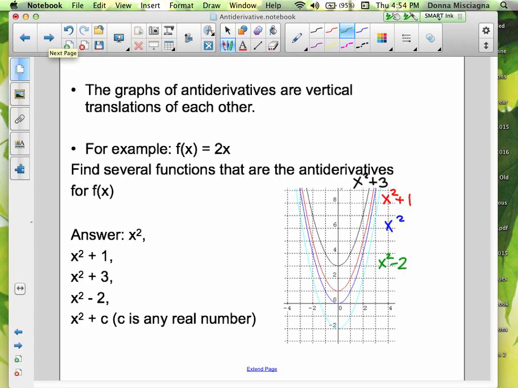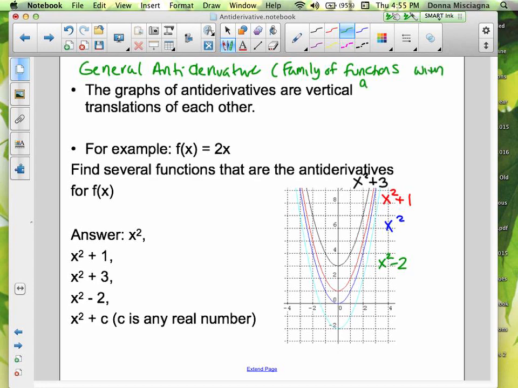So the antiderivative for 2x is any one of those: x squared plus 3, x squared plus 1, x squared minus 2, and actually x squared plus c, where c is any real number. These are called a family. These are a family of functions here. They're sometimes called the general antiderivative. The general antiderivative is a family of functions with a given derivative.